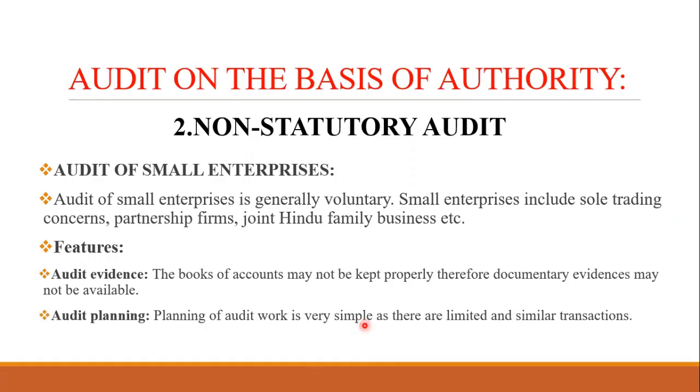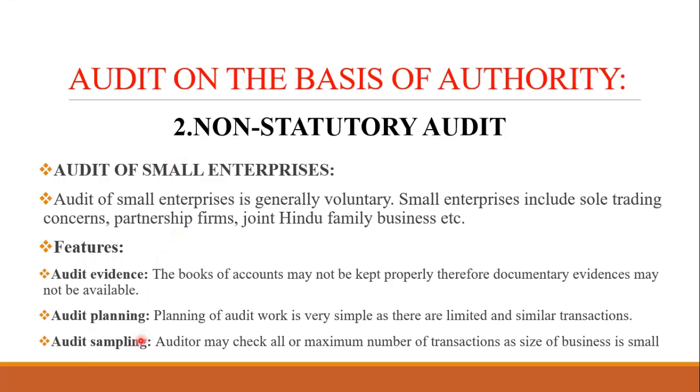Audit planning. Planning of audit work is very simple as there are limited and similar transactions. The person will be doing only a small business, so not too many transactions, not too much headache. Planning can be done very easily. That is audit of a small partnership or small enterprise. There was one more point, audit sampling. The auditor may check all or the maximum number of transactions as the size of the business is small. If it's a small business, the maximum number of transactions in a month will be, let's say, 1,000 or 2,000. But if you're a big company like Reliance or Tata, you have millions of transactions. So here it becomes very simple to check each and every transaction.